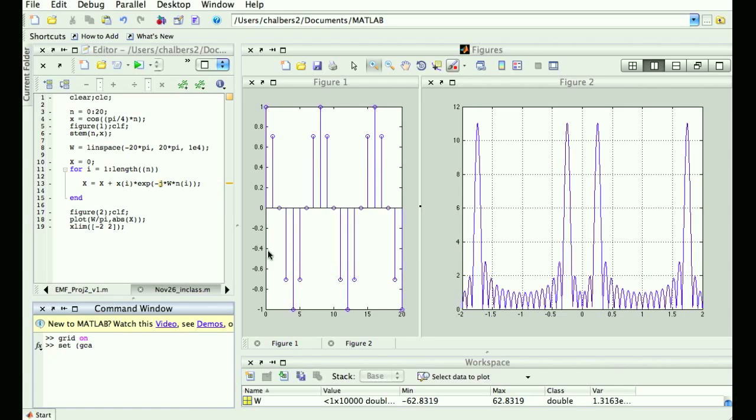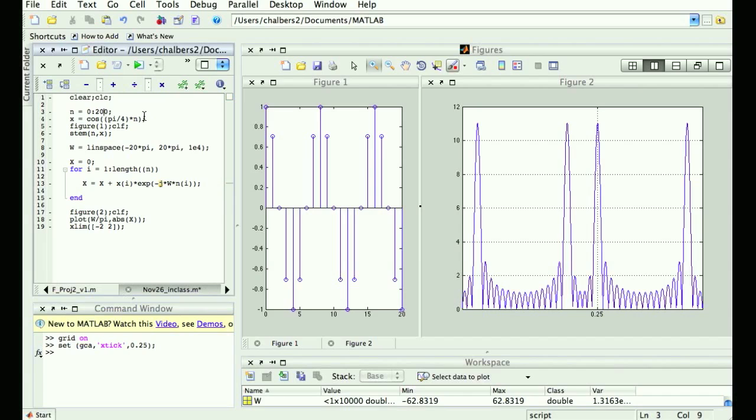Okay. Now, the question came, why isn't it a perfect stick? It's just one frequency. Where's my stick? We've learned that you only get the perfect stick when you take an infinitely long signal. Have I taken an infinitely long signal? Of course not. I've taken a signal with 20 samples in it. So if I change this from n equals 0 to 20 to 0 to 200, what would you expect to happen? It should be more stick-like.